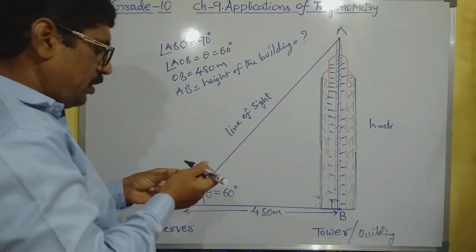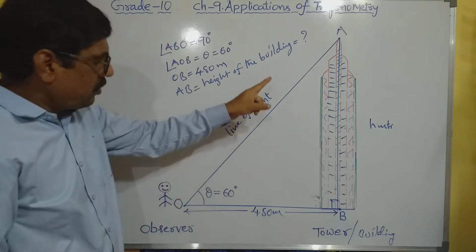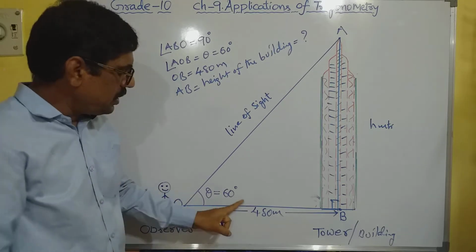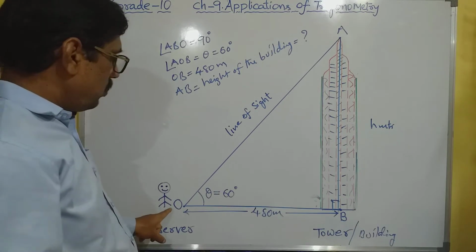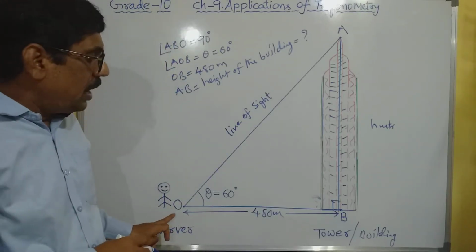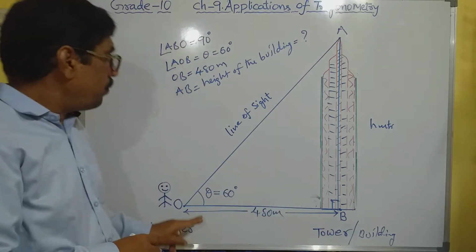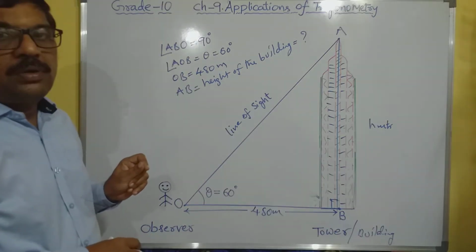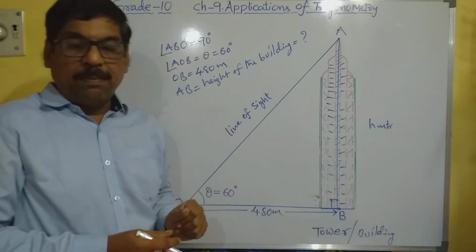So angle ABO is equal to 90 degrees. And here we have considered the angle AOB is equal to 60 degrees. Also we know the horizontal distance from the observer to the bottom base of the building, OB, which is 480 meters. What is required? We need to find the height of the building.